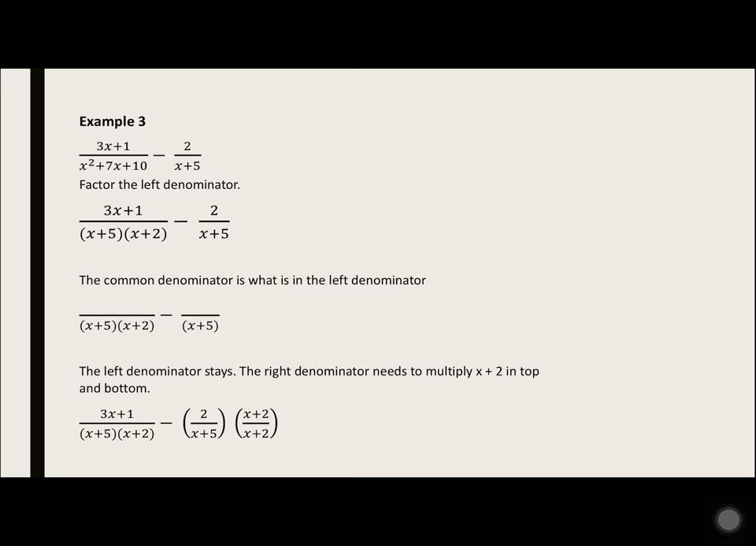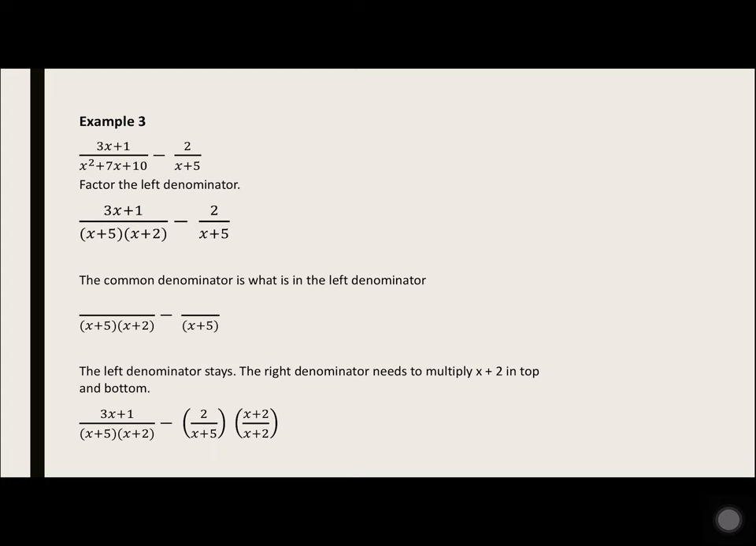Example 3. 3x plus 1 over x squared plus 7x plus 10 minus 2 over x plus 5. Factor the left denominator. It's a trinomial with an understood 1. What multiplies to 10 adds to 7 is 5 and 2. The common denominator is what is in the left denominator. Okay, we don't lose pieces. It's not what they have in common. Everything that's in the bottom is going to still be in the common denominator. So, the common denominator is what's in the left, which would be x plus 5 times x plus 2.